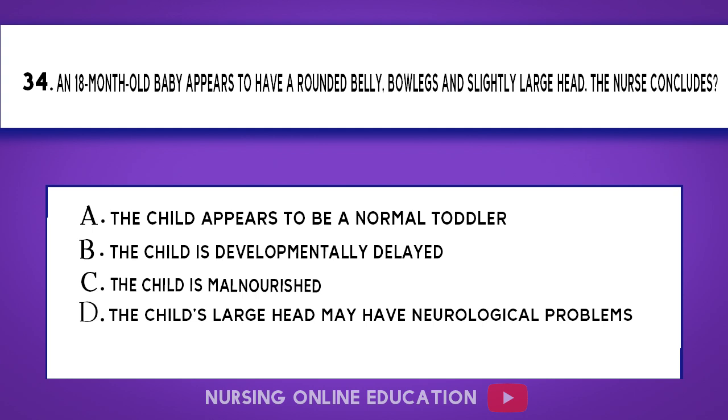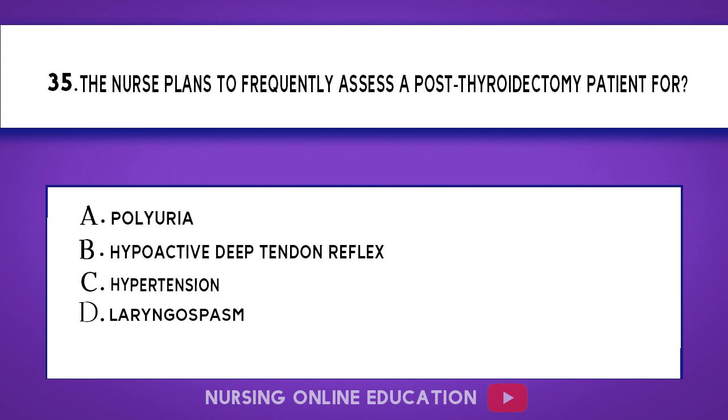34. An 18-month-old baby appears to have a rounded belly, bow legs, and slightly large head. The nurse concludes, A. The child appears to be a normal toddler, B. The child is developmentally delayed, C. The child is malnourished, D. The child's large head may have neurological problems. The answer is option C, the child is malnourished.